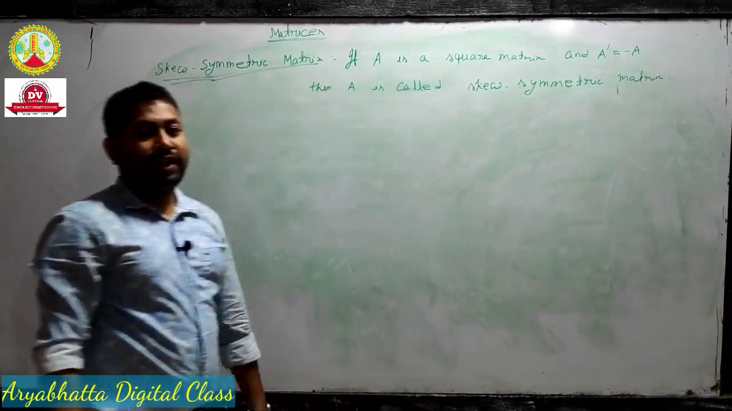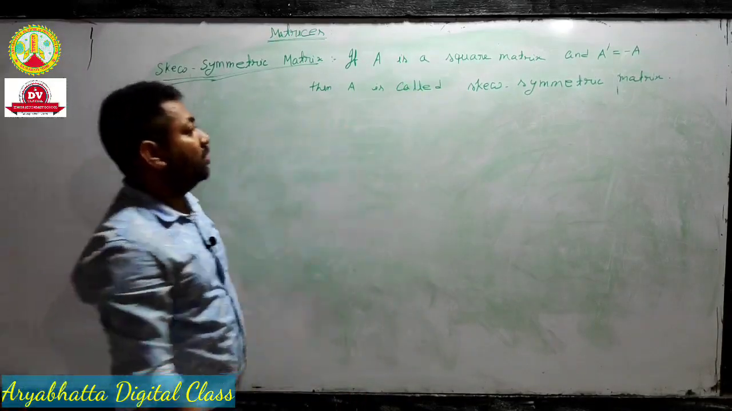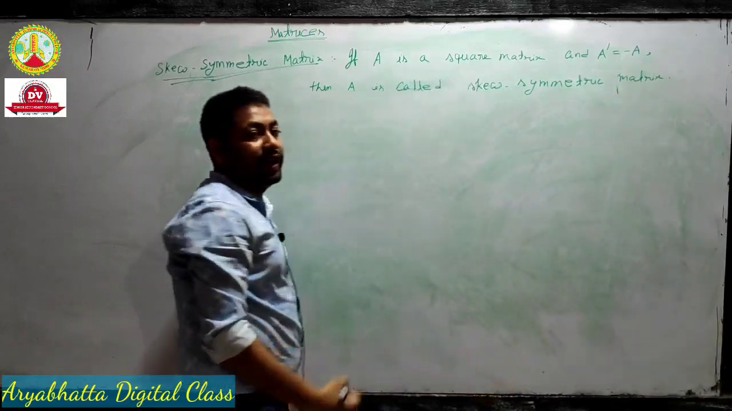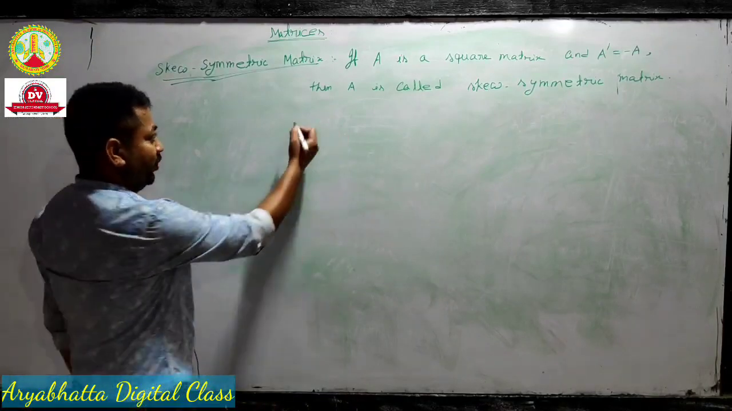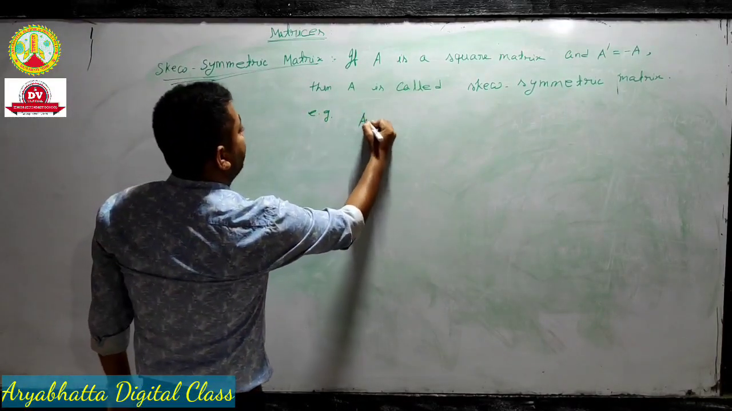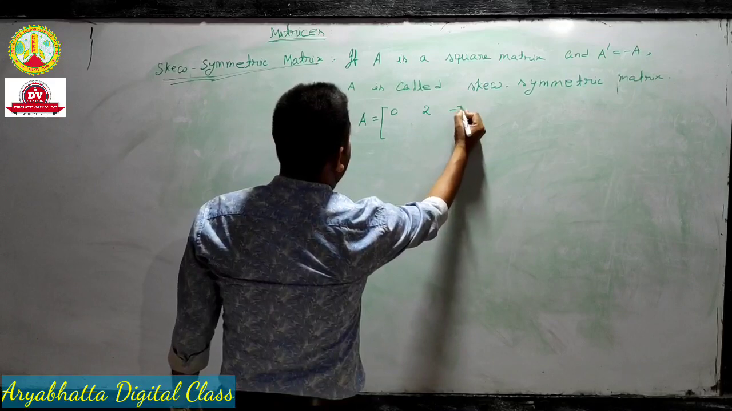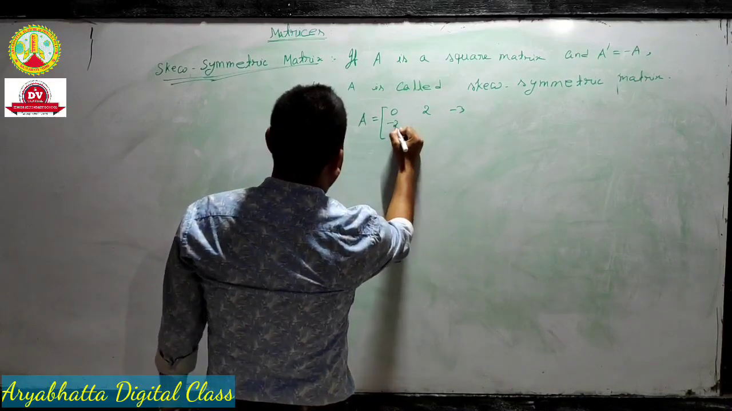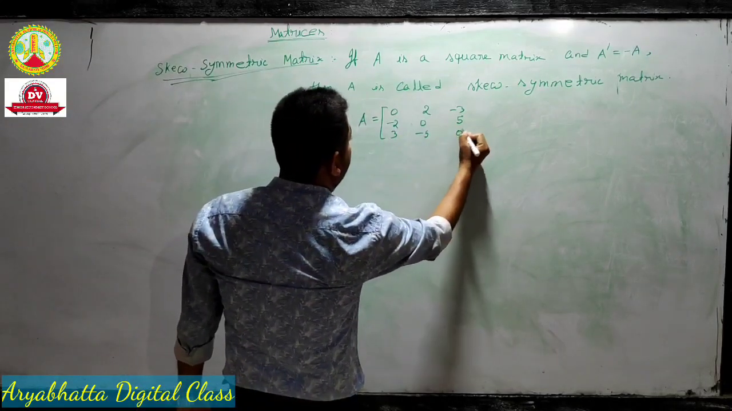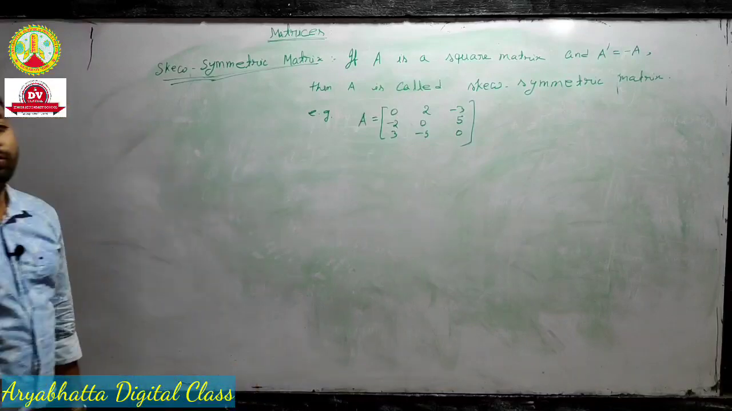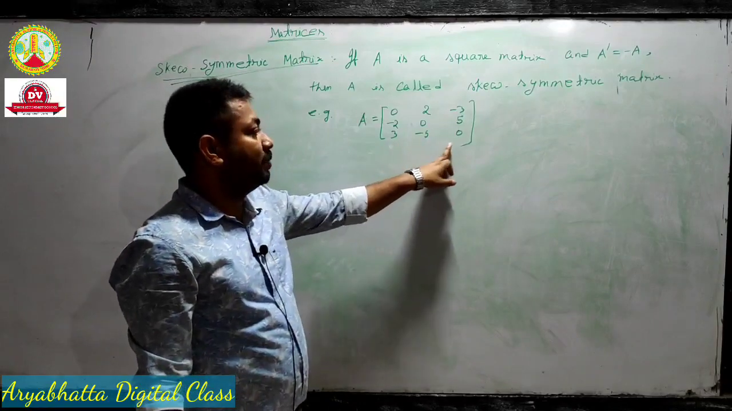What is a skew-symmetric matrix? If A is a square matrix and A dash is equal to minus A, then A is called a skew-symmetric matrix. For example, take A equal to the matrix with rows 0, 2, minus 3; minus 2, 0, 5; and 3, minus 5, 0.